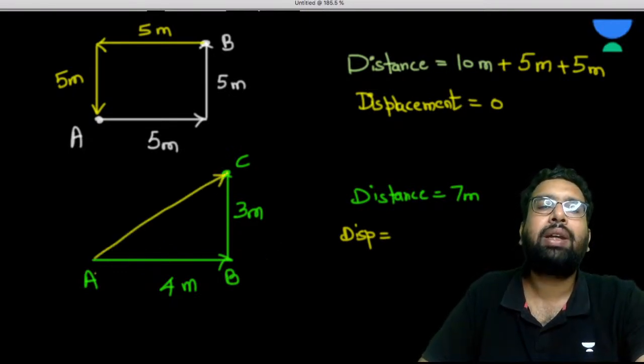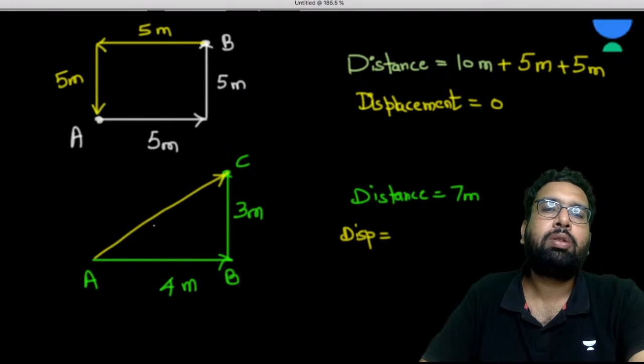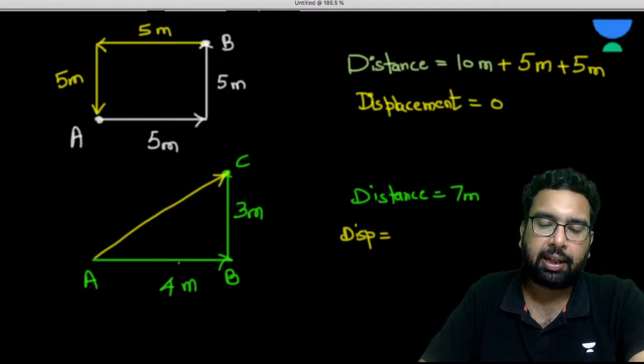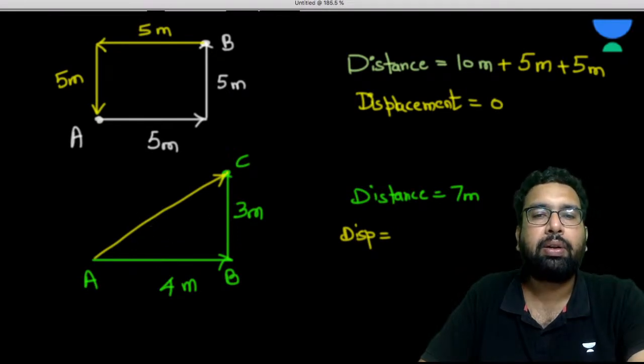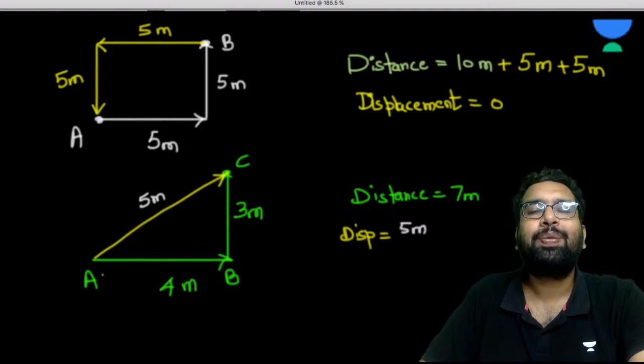So if I join A and C together, this is going to be your shortest distance, right? Now, we are very much comfortable with saying that we can apply the Pythagoras here, and we can say if this is 4, this is 3, so obviously this is going to be 5 meter. So the displacement is going to be 5 meter. Yes or no?